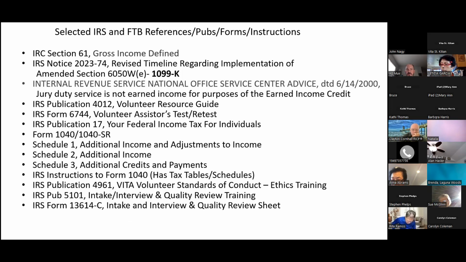Okay, well, I always like to go through what are called selected IRS and FTB references, and that includes not only the code section, but also different types of authority and also various types of publications and instructions. I have found over the years the 4012 is an excellent publication, but sometimes you got to dig a little bit deeper. And you typically would go to the IRS website. You're able to download forms, publications, and documents. And again, there are many, many different forms, documents, and publications that you can refer to.